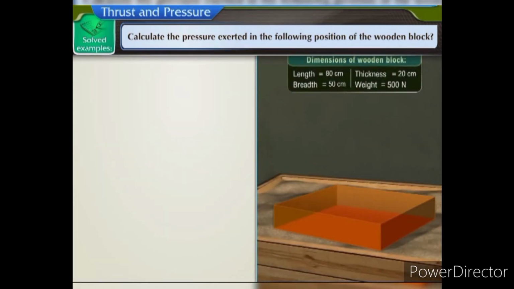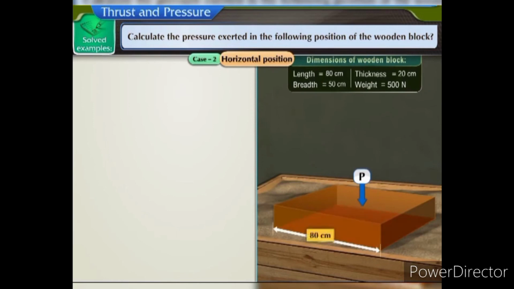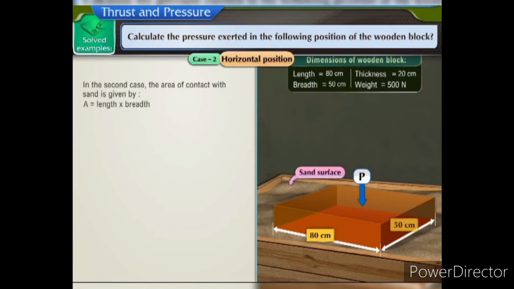Now let us calculate the pressure when the wooden block is kept in horizontal position with its surface 80 centimeters into 50 centimeters touching the floor. In the second case, the block is kept horizontally such that the area in contact with the sand is 80 by 50, which is equal to 4000 square centimeter, which is equal to 0.4 meter square.